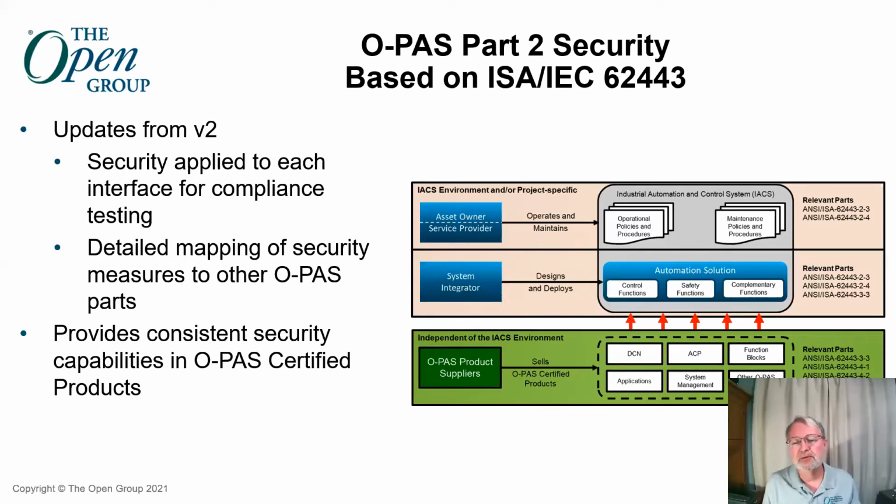And so if you look at this figure here, the green area on the bottom, what we're seeing is the parts of the standard, and if you know 62443, they go by -3-3, -4-1, -4-2, and so on. And these are the parts of the standard which apply to product developers, product suppliers. And these are the companies that will provide DCNs or the ACP, function blocks, applications, system management, whatever it may be. And the key takeaway for this is that the OPAF standard will require all certified products to provide a consistent set of capabilities to meet security level 2.